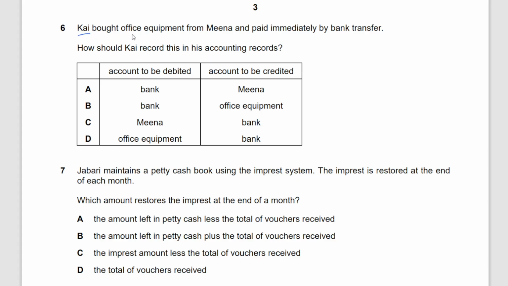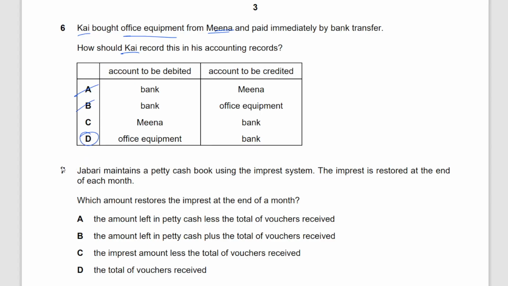So Kai bought some office equipment from Mina. We're looking at Kai's perspective. Kai is the one paying, and so bank must be credit. We know that. Now, it doesn't make sense to debit Mina. If you debit Mina, well, Mina is just the person's name, and it would indicate that it's a receivable. You only debit with the business name when something is your receivable. It does not make any sense, right?